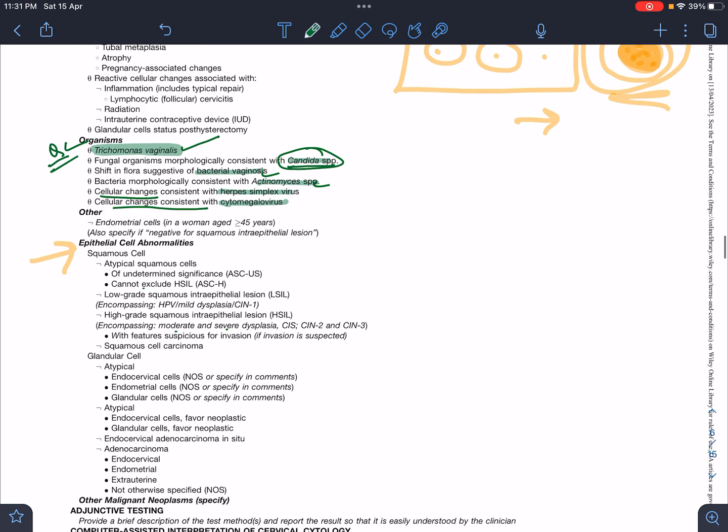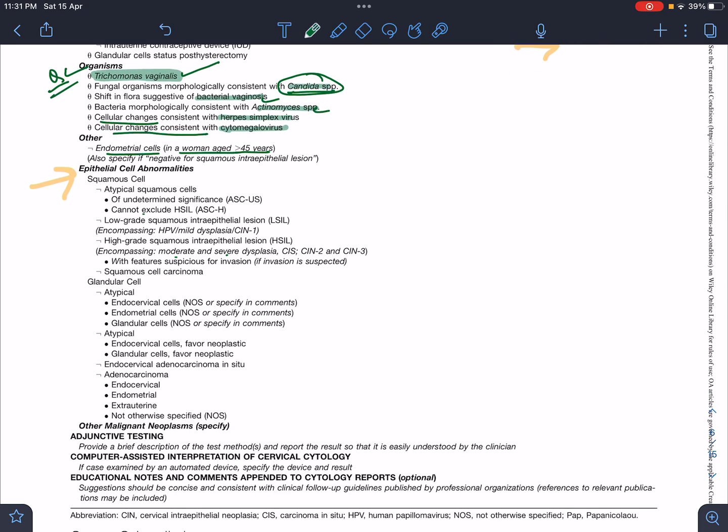Next, you can get endometrial cells also in a woman aged more than 45 years, which is fine. Epithelial cell abnormalities. Now you have squamous cells, you have glandular cells. Guys, it may appear that a few of my concepts I have certain doubts about. I will clear them and let you guys know in the description section. So please feel free to come back to the description of this video and see. And if you feel that you know more, you can let me know. Like, I'm not sure about this endometrial cells in a woman aged more than 45 years. This I have to read.